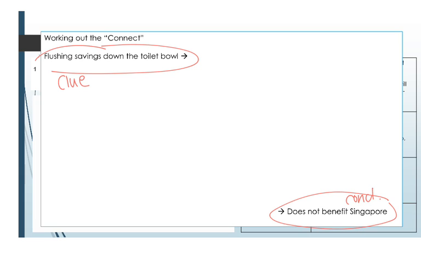Okay, so basically, what is the first thing that will happen when your savings go down the toilet bowl? All your life savings. The first thing that means you're going to lose all your money lah. Okay, so you lose money forever. What happens next when you lose your money?